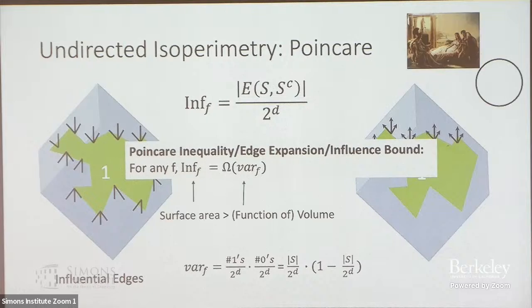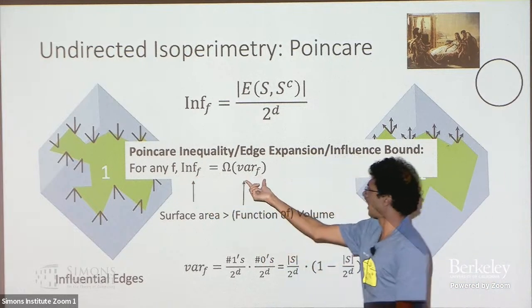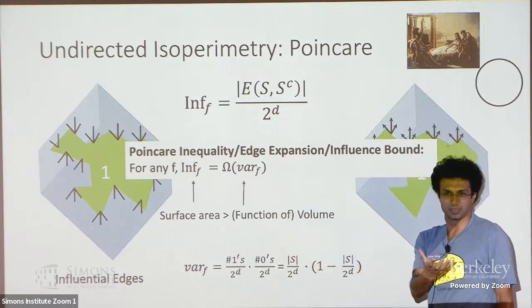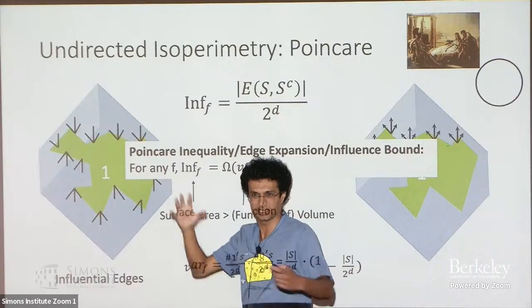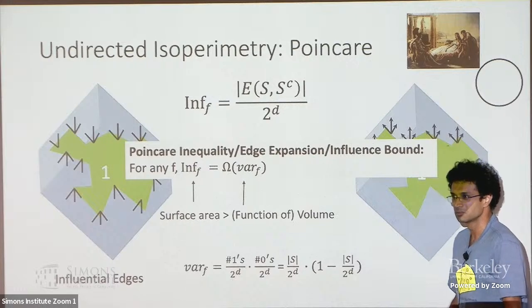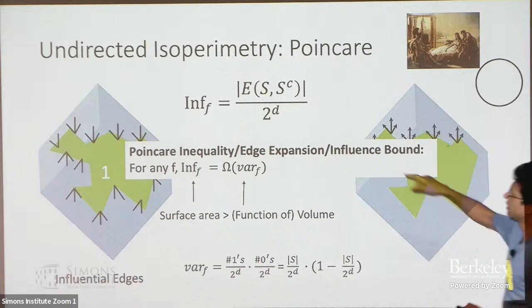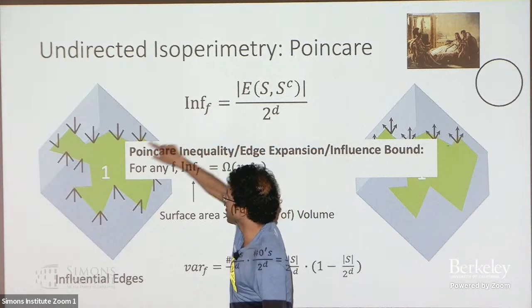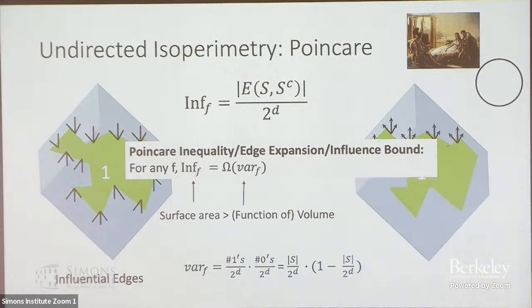Now, the reason this is an isoperimetric theorem is you can think of this influence of f as like a surface area, and this variance is some kind of volume. If this was less than half of the set, then essentially it's just the number of ones divided by 2 to the d. So it's basically just a normalized size, which is volume. And this influence of f is like what's happening at the boundary. Questions?